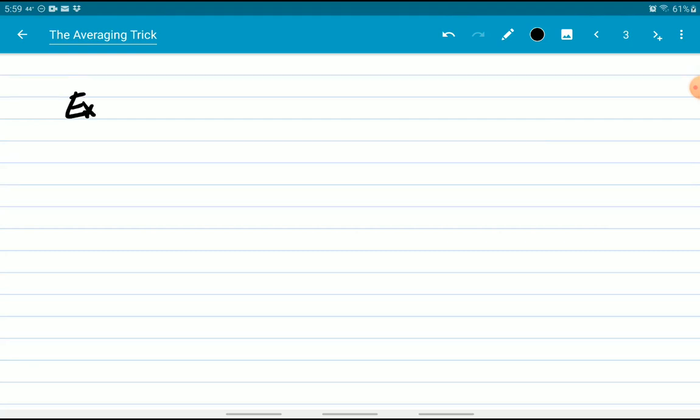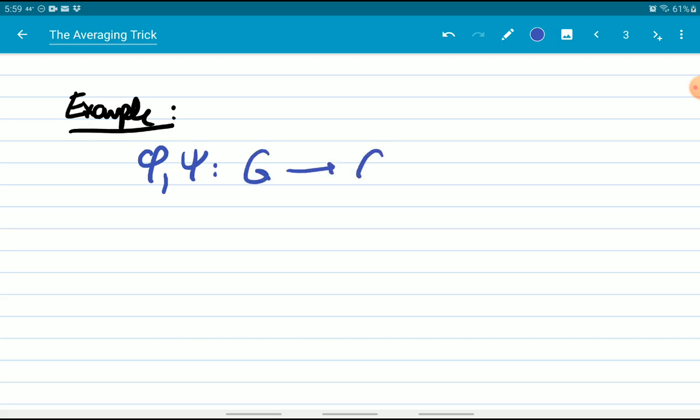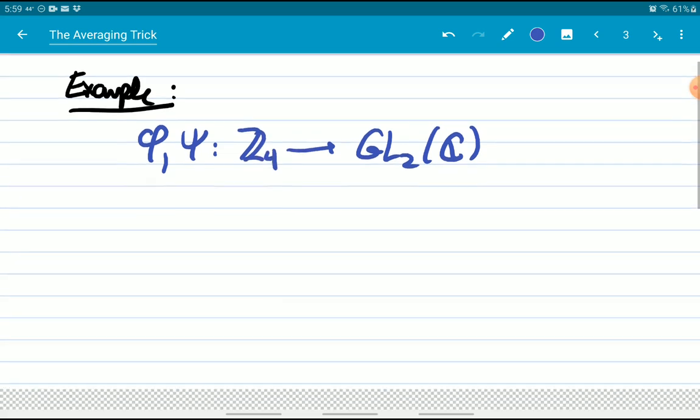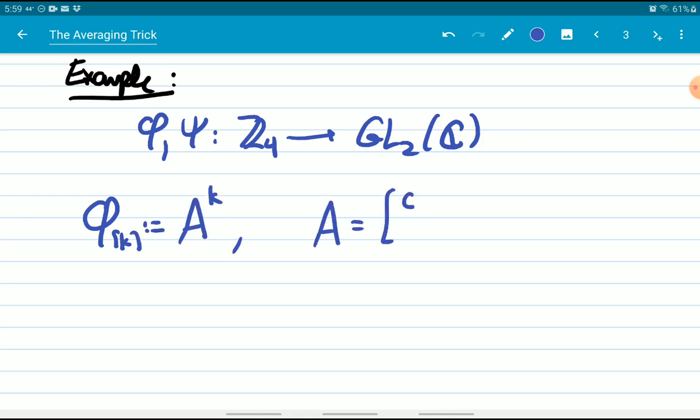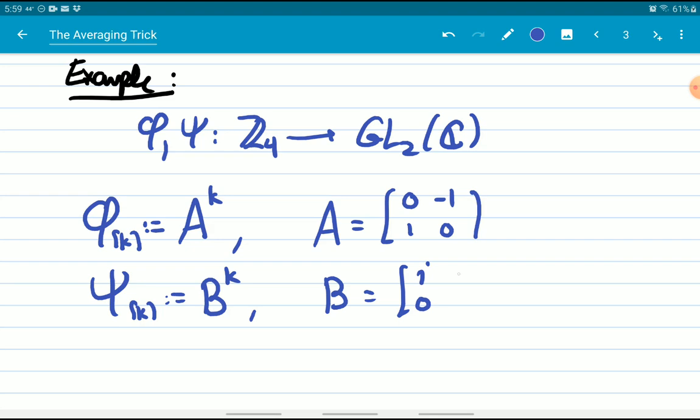Let's do a quick example. You can really use this. So let's take two different representations, matrix representations in 2 dimensions. Let's let the group be Z4. So I'm going to write phi sub k, that's going to be A to the k, where A is the matrix 0, 1, minus 1, 0. And psi sub k is going to be the matrix B to the k, where B is i, 0, 0, minus i.